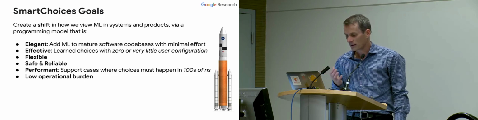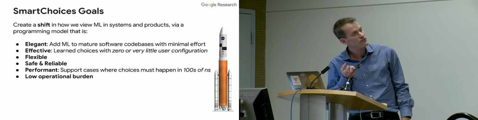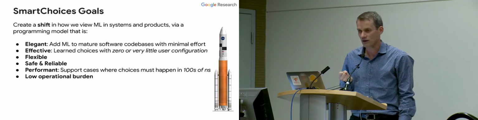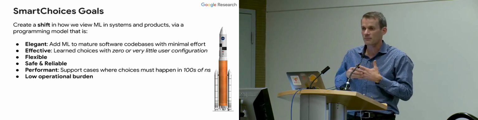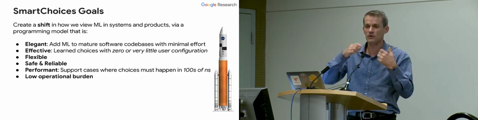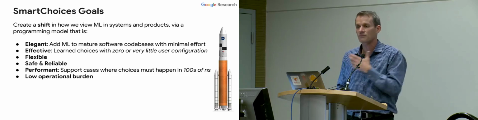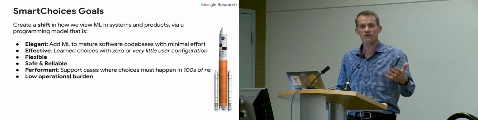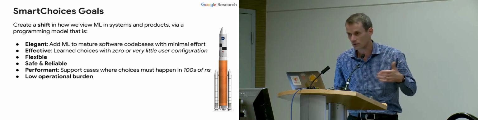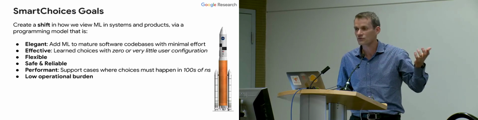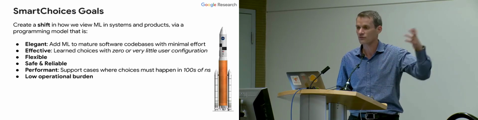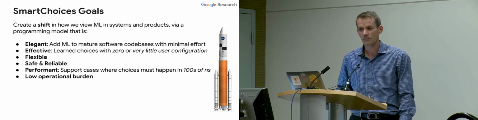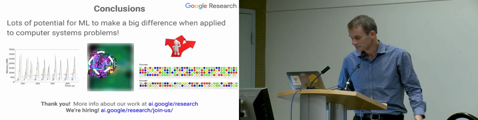So the goal here is really, can we shift how we view machine learning in systems and products by making a programming model that makes it really, really easy to drop in a learned choice into the middle of some fairly large existing code base of C++ code or whatever, in order to make things like the choice of thread pool size or which lifetime object bucket this object is likely to fall in.